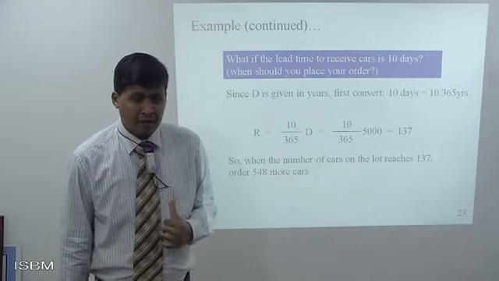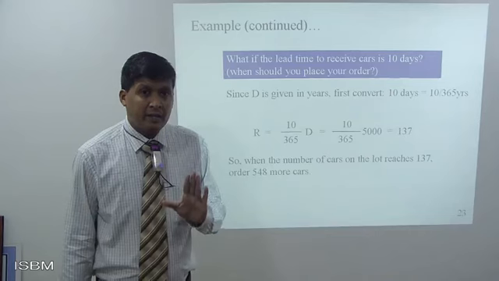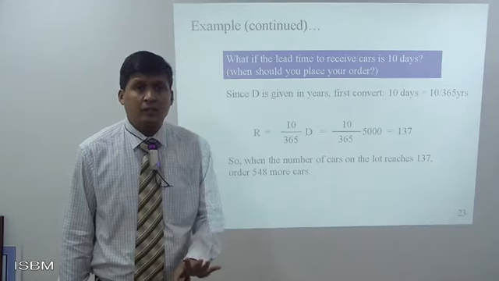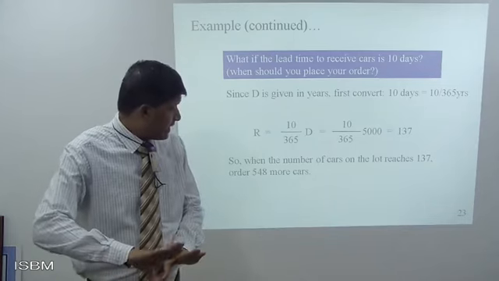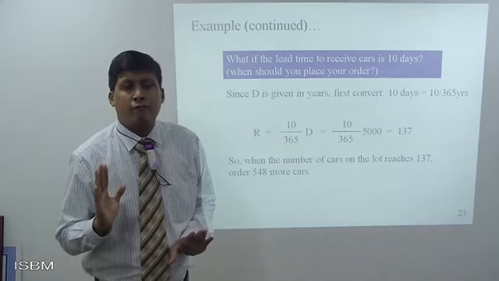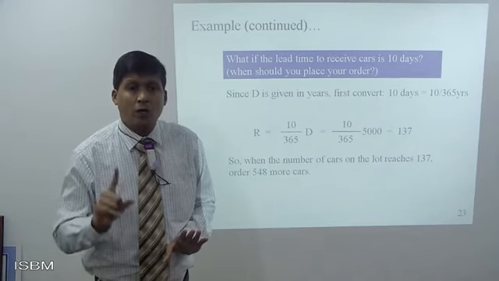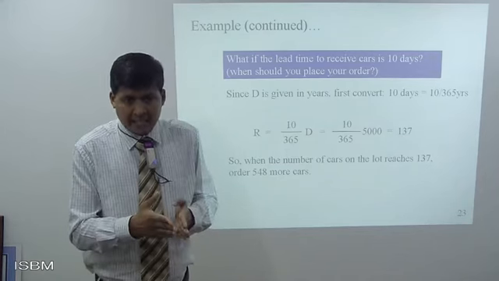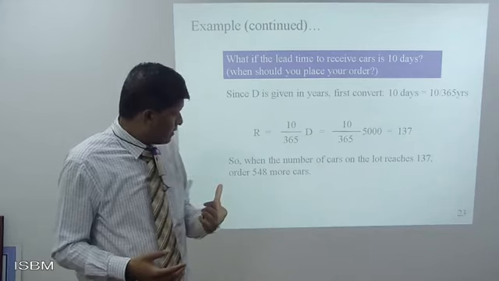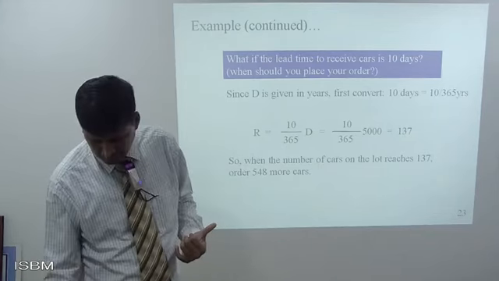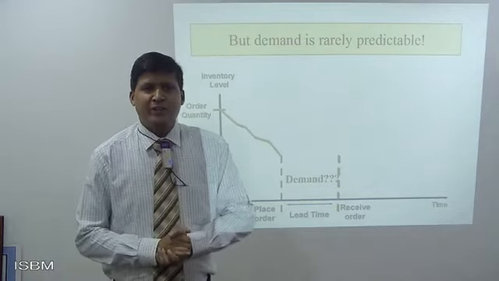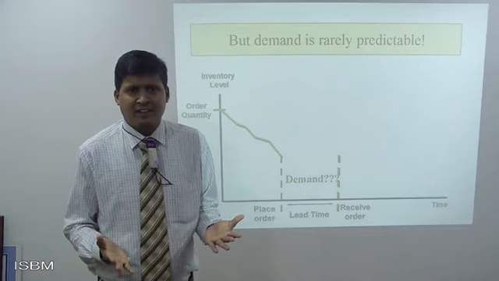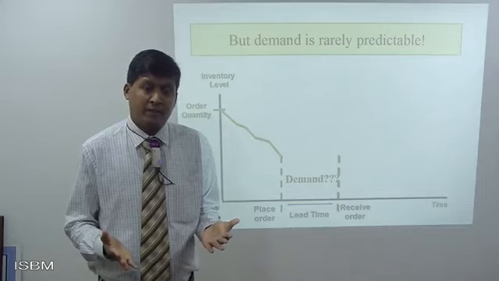So what is 137? When the number of cars in inventory reaches 137, the next batch size of 548, which was the economic order quantity, should be placed as an order, because it takes a lead time of 10 days to reach. So that's about the lead time. But in this case we are assuming that the demand is fixed at 5,000 cars per year.